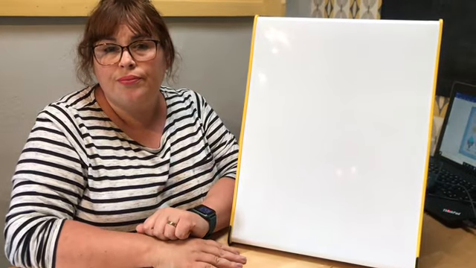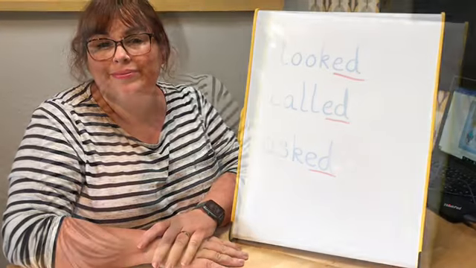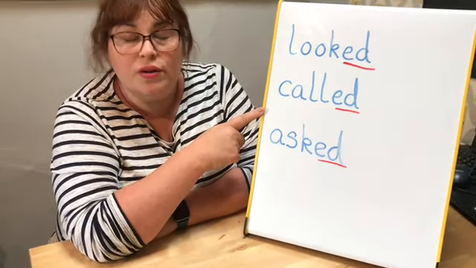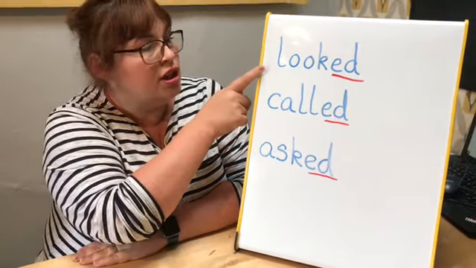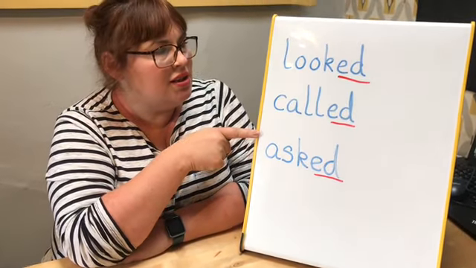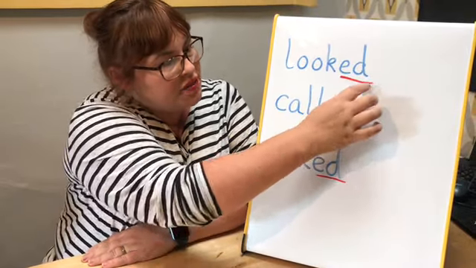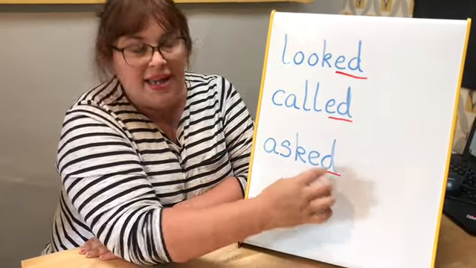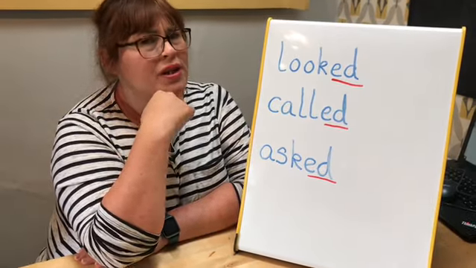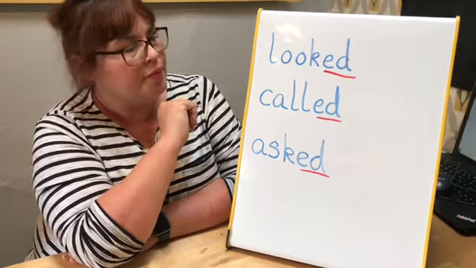Looked, called, asked. Okay, so here's our checkboard here. So you can see I've written looked, called, and asked. I've underlined that each of these, I said they were past tense words, so past tense verbs. They've got the ED ending. And that's a little bit tricky to remember because they don't always sound like they do, but they do.